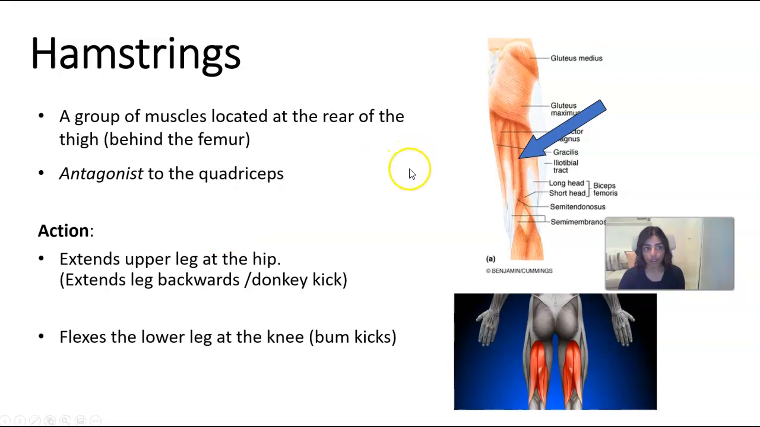Now, the hamstrings are a group of muscles located, as I said, on the back of the thigh, attached to the back of the femur bone, and they are antagonistic to the muscles found on the front of the thigh, the quadriceps. The action of the hamstrings are to extend the upper leg at the hip. So imagine you were doing like a donkey kick, or extends the leg backwards. And it also flexes the lower leg at the knee. So imagine you were like kicking up towards your backside. So this is a sort of pulling action that raises the lower limbs to the buttocks.